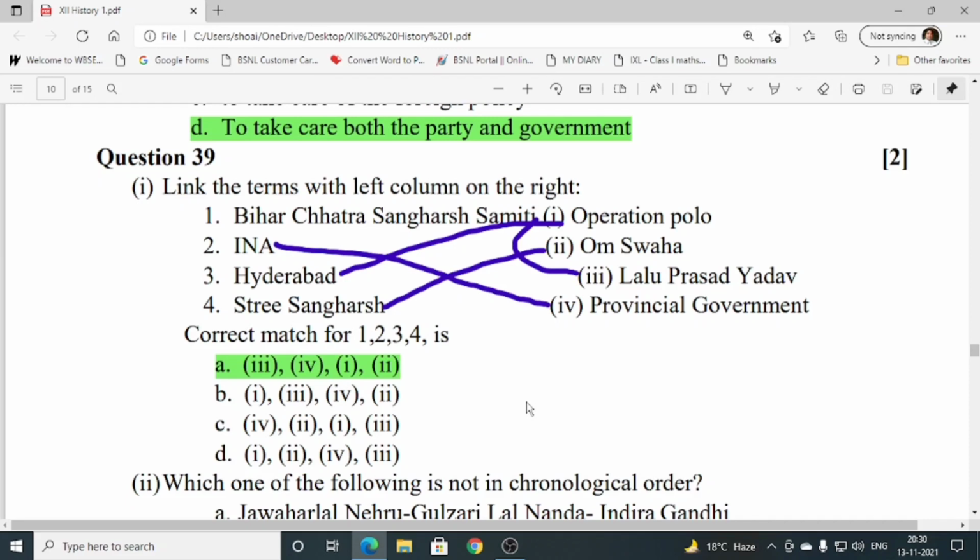39. So again you have to match it over here. You can see here I have already done it. So 3, 4, 1 and 2. Bihar Chhatra Sangharsh Samiti, Lalu Prasad Yadav, that time he was the president of Bihar Chhatra Sangharsh Samiti. INA, provincial government. Hyderabad, Operation Polo. Then Stri Sangharsha, Om Sawa. So 3, 4, 1 and 2 will be the right match.